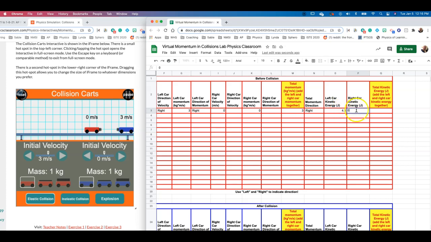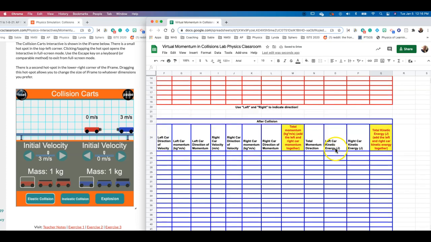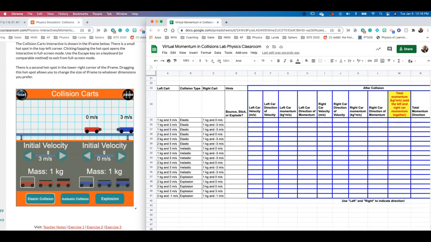And now I'm going to add the two together, and that gives me my total kinetic energy, which is 4.5. So now I am done with the before. I've got to go down and fill in the after the collision now.